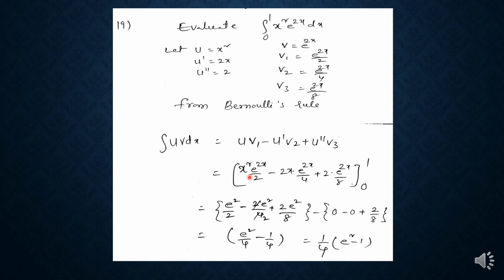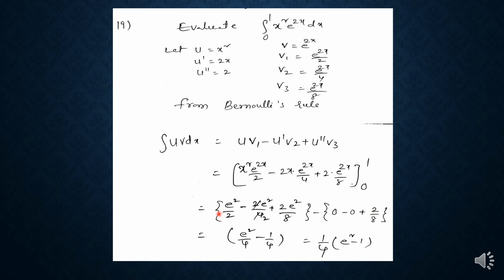the first term becomes 0, 0 into something is 0. Second term becomes 0, 0 into something is 0. Plus the third term becomes 2 into e power 0 by 8. E power 0 is equal to 1. So 2 into 1 by 8.